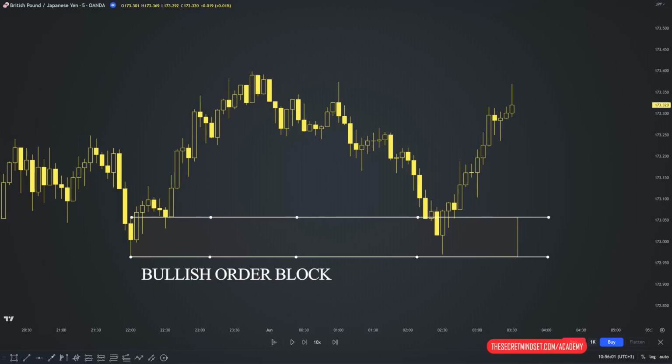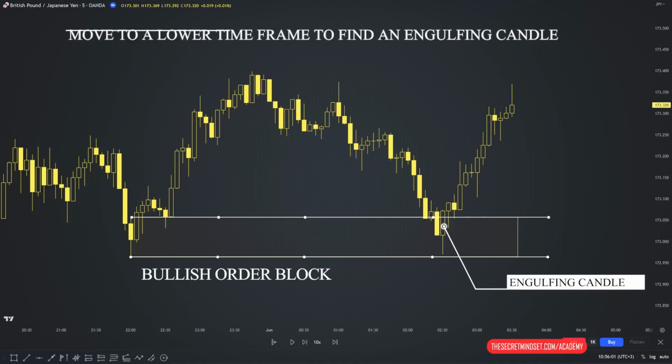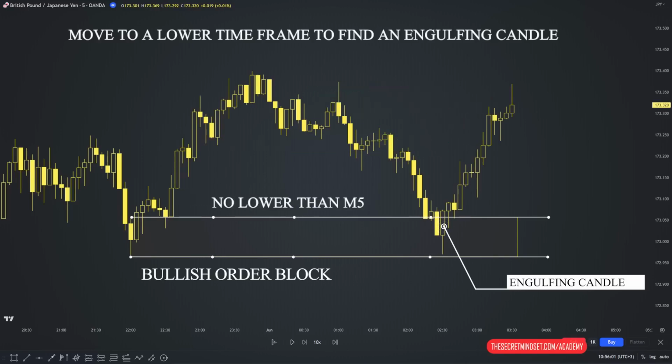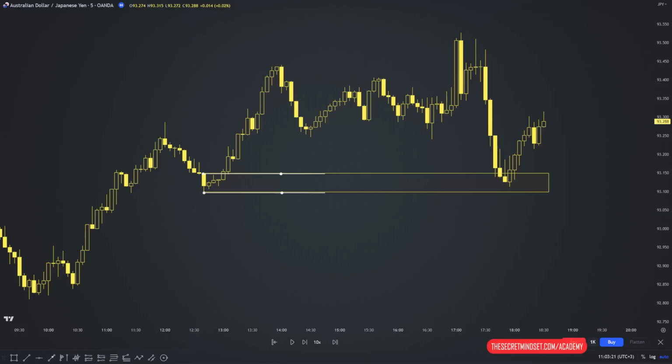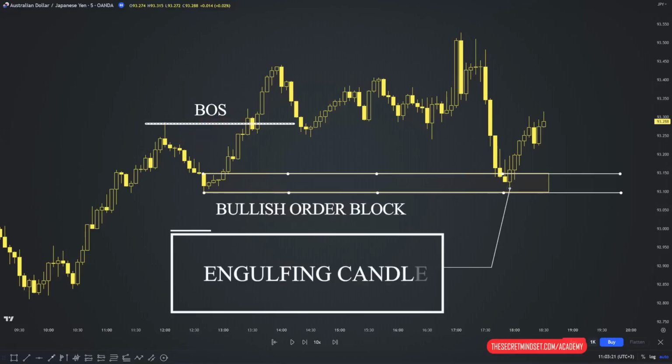Then, after the market returns to the zone, we will switch to a lower time frame to see if an engulfing candle appears, which we can use as an entry trigger into our trades. When switching to lower time frames to look for trades, I suggest you go no lower than the 5-minute time frame. It's important to avoid going too low in time frames, such as the 1-minute chart, as it can generate many false signals.